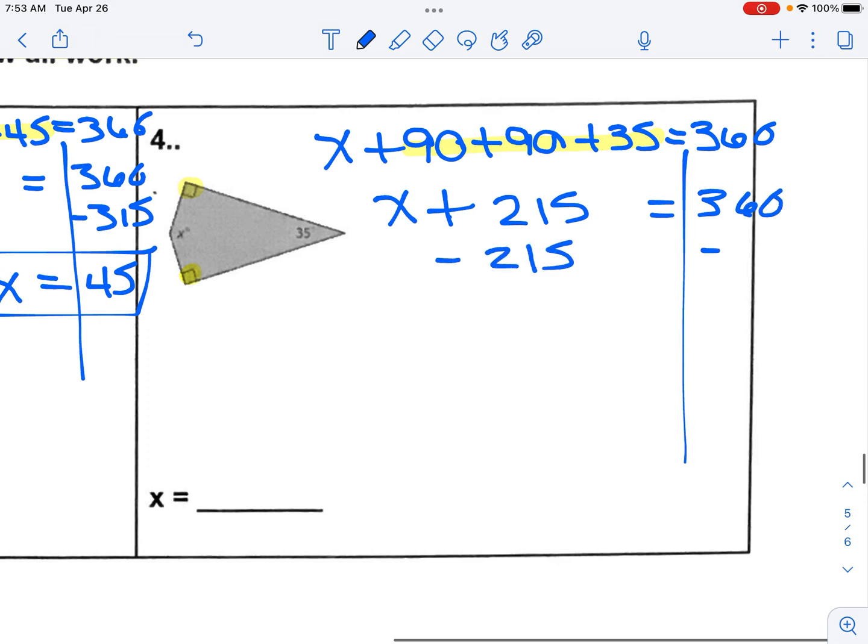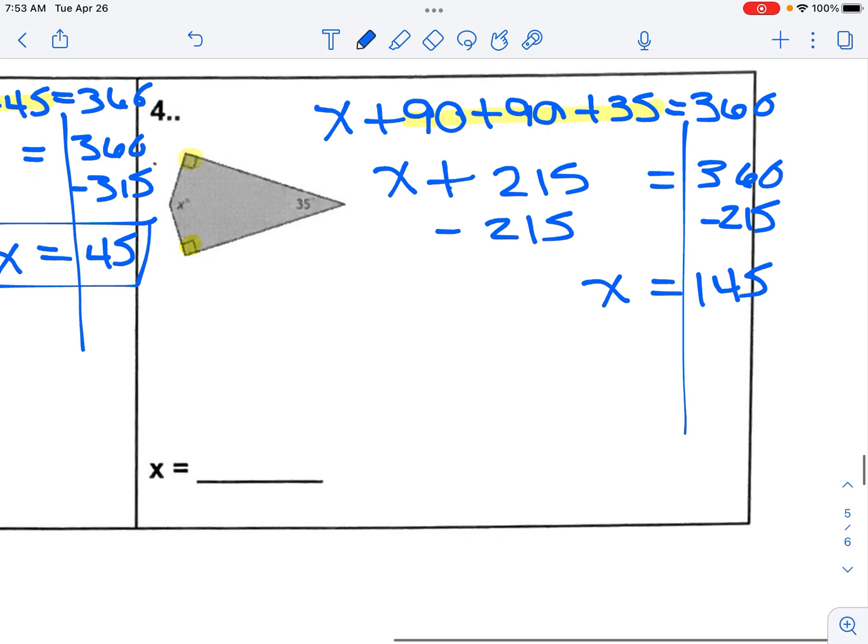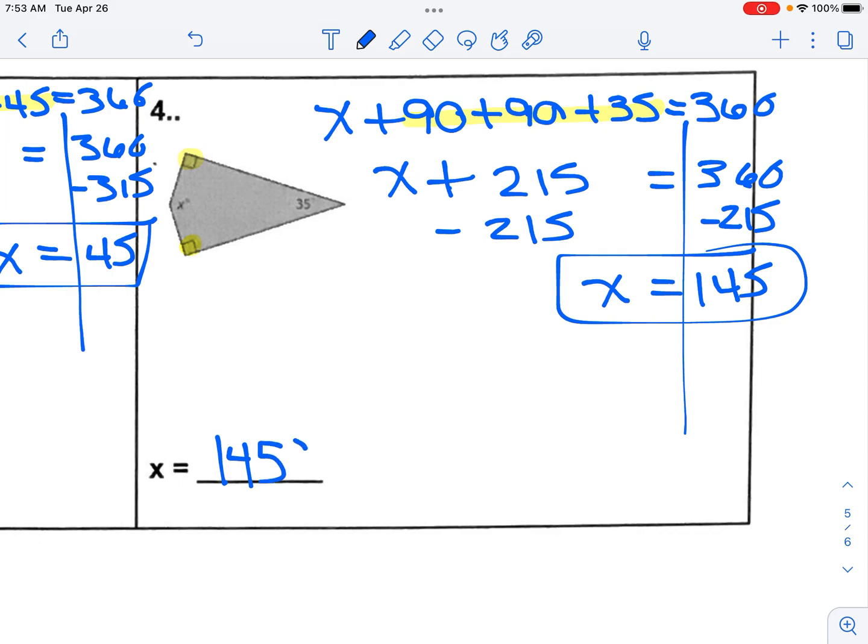Then you're going to subtract 215 from both sides. You can go to your calculator to subtract. 360 minus 215 is 145 degrees. All right, so 145 degrees.